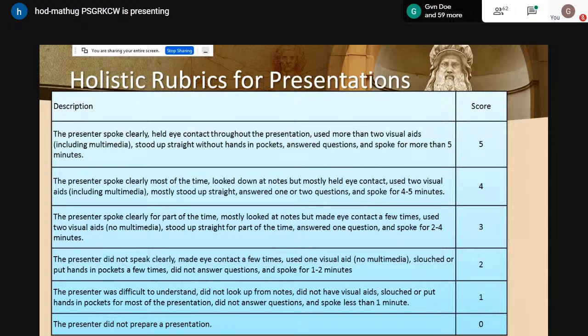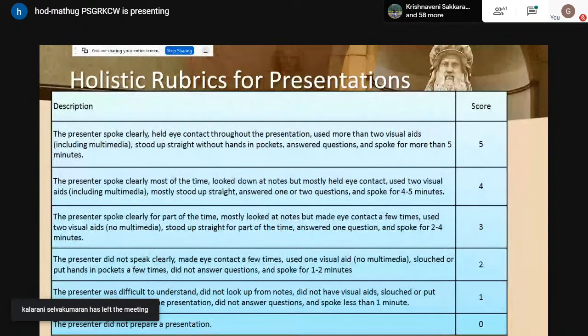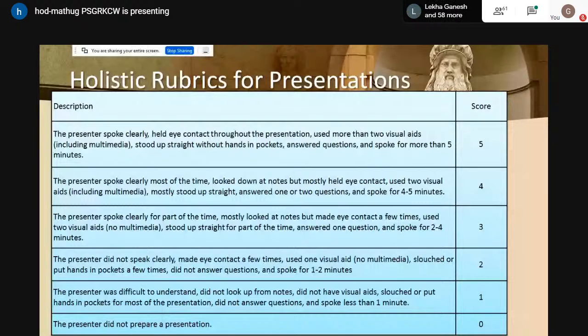Similarly, he has to speak for 5 minutes. It is made very clear. If the person has delivered for more than 5 minutes, then the score will be 5. If it is only from 4 to 5 minutes, the score will be 4. Then all the students will try to speak for more than 5 minutes. So this rubric will guide both the faculty member as well as the student to have a very clear picture of assessment.